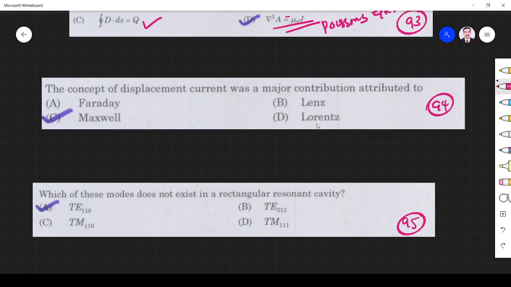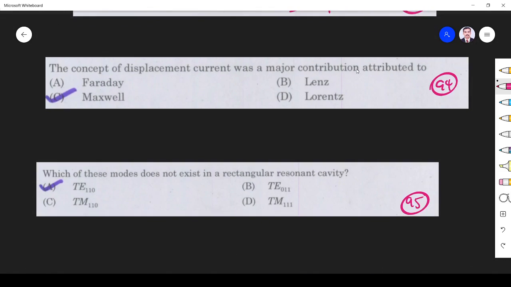Okay, the concept of displacement current was a major contribution attributed to Maxwell. What is displacement current? It is current due to field, not due to charge. Current due to charge is conduction current.